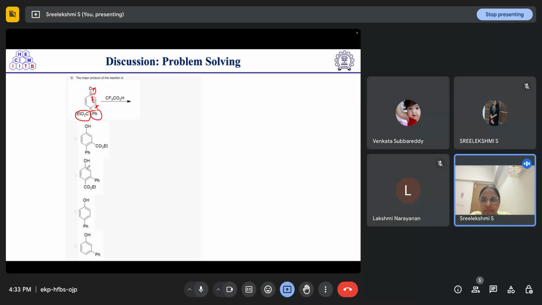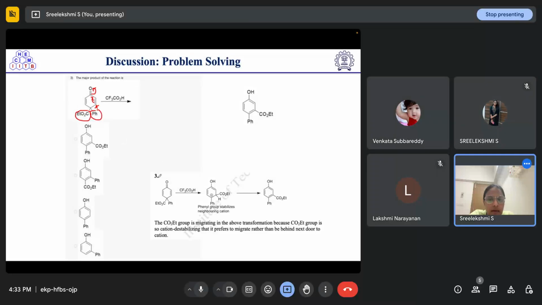If the phenyl group is migrating, we will get this one. If the ester is migrating, we will get option A. So which will be more feasible? Phenyl is more migrating compared to ester. But here, one more thing we have to think about is this para position. Para phenyl position is more stable. When this carbocation is coming near this phenyl ring, it will be more stabilized, right?